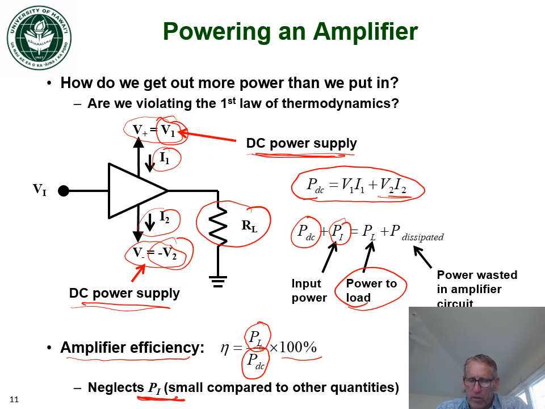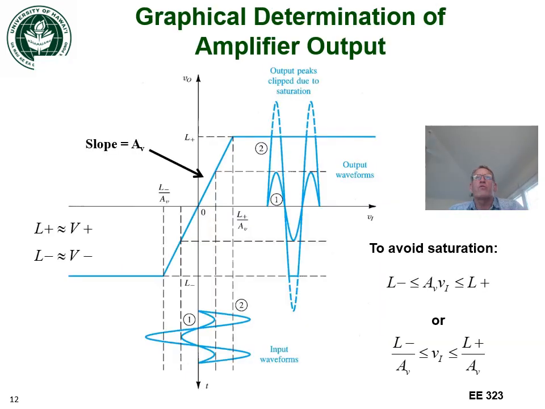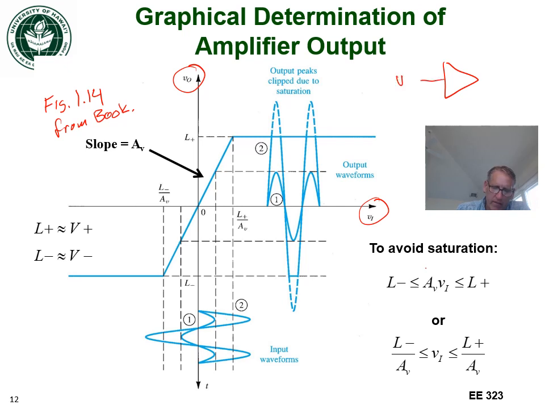Graphically, it also helps to look at the gain of our amplifiers, and this is a figure from your book, figure 1.14. And there's a lot going on here. Let's try to break this down. First of all, we're plotting V out as a function of Vn. So we have an amplifier, and this is V out as a function of Vn. So this might look like this. So we have Vn and V out.